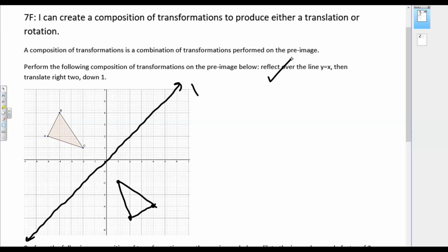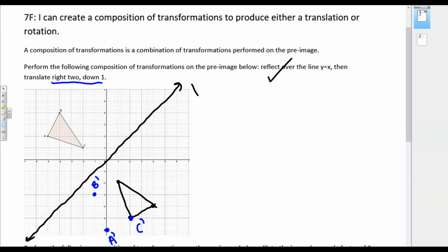Now let's translate this right 2, down 1. So all of these points are going to go right 2, down 1. This now is going to be A prime. Point B is going to go right 2, down 1, so this will be B prime. And point C will go right 2, down 1. This will be C prime.